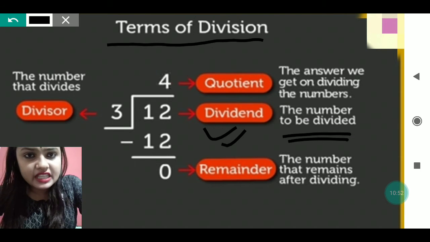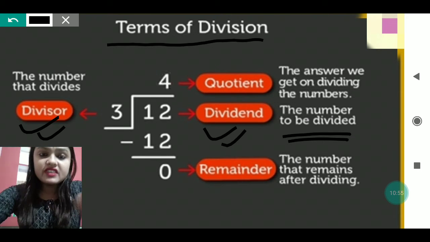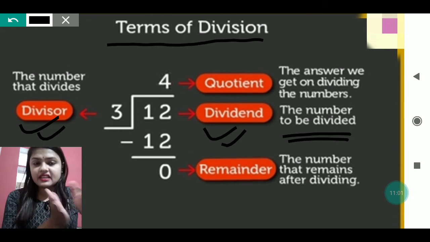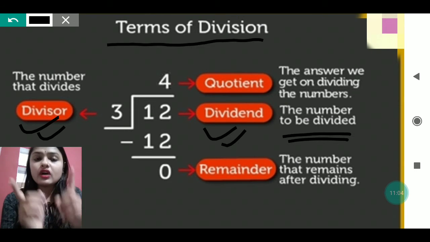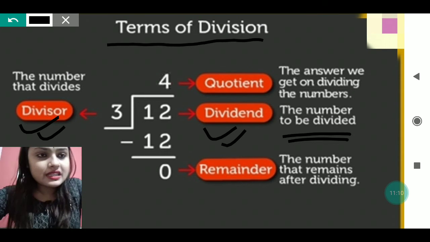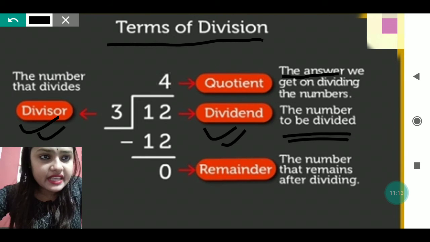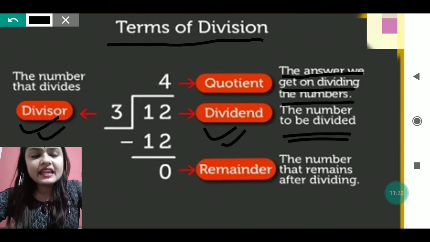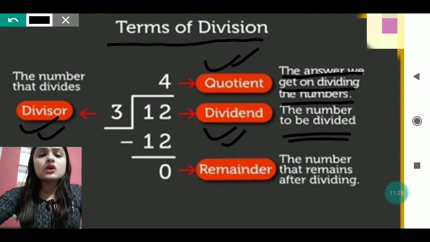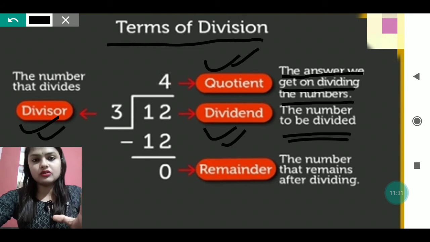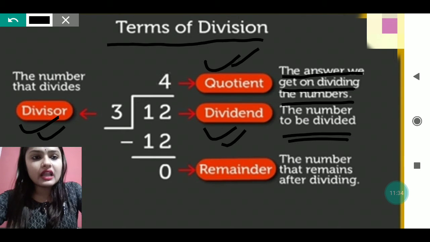Now the next is the divisor. The number that divides the dividend is called the divisor. Now the quotient: the answer we get while dividing the number is called the quotient. And the last answer which you will get, it can be 0 also, that is called the remainder.